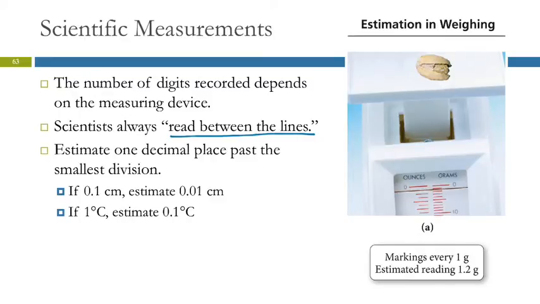We know it's at least 1 and it's less than 2. So we write down, where should I write this? I'll just write here. So 1 point, and then what we're going to do is we're going to estimate.